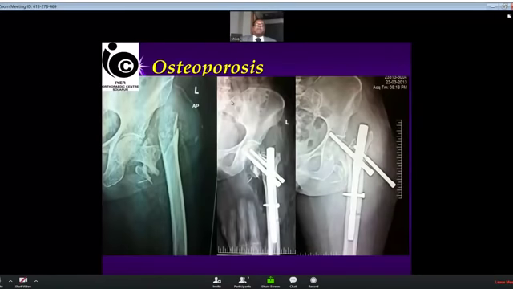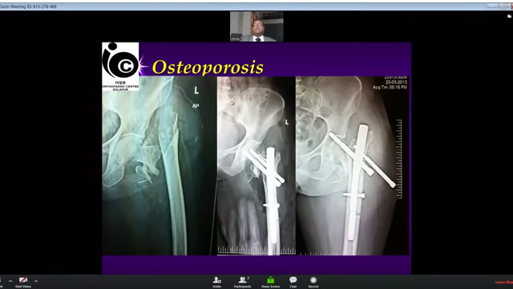Another X-ray of a severely osteoporotic patient where a PFN A2 was done with a good valgus reduction, but unfortunately because of the osteoporosis, the screws lost their purchase.